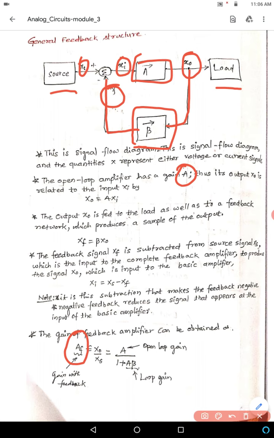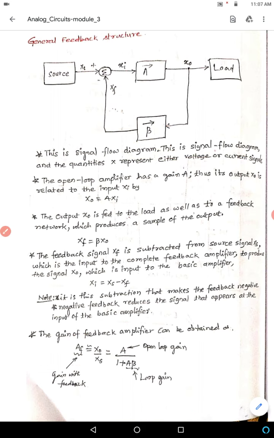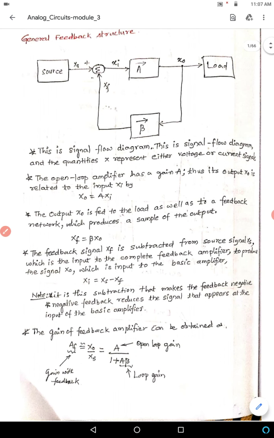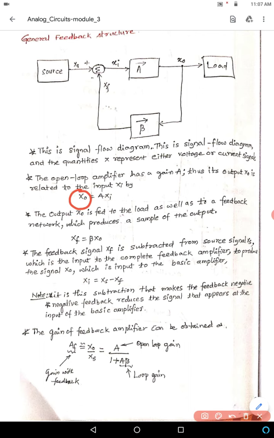This is all about the theory explaining what Xi, Xs, Xf and X0 are. Here, the first one is the output voltage we are measuring, that is X0 with feedback, A Xi. Normally A is written as output voltage divided by input voltage. Similarly here the output voltage is X0 and the input voltage is Xi. Just cross multiplying, X0 will be equal to A Xi. Also the feedback voltage will be written as Xf equal to beta X0.